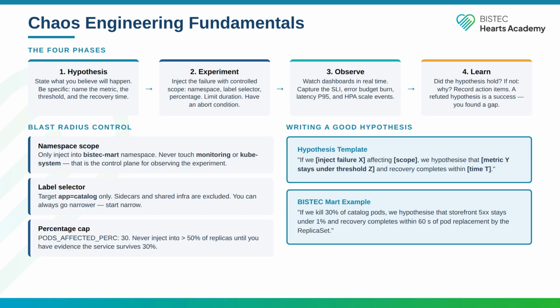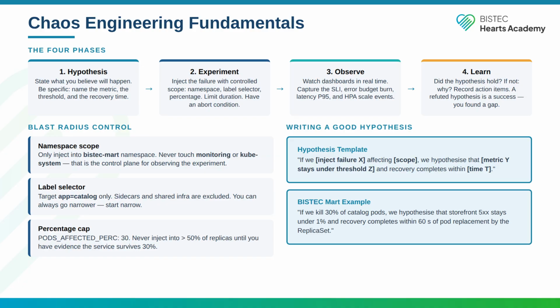Hypothesis first. State the specific metric, the threshold, and the recovery time. Not, we think the catalog will be fine. Instead, if we kill 30% of catalog pods, we hypothesize that storefront error rates stay below 1% and pod replacement completes within 60 seconds. That's a testable claim.